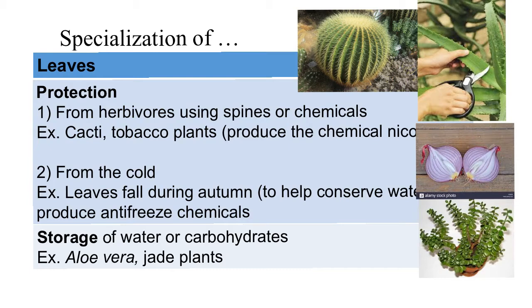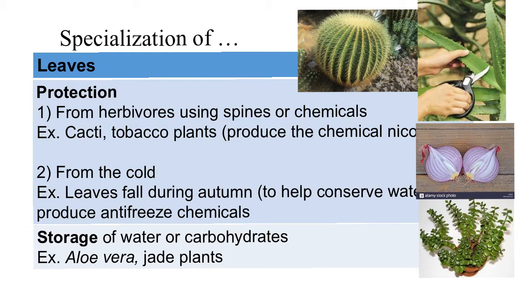And so in areas that experience below freezing temperatures like Canada, you will see trees in the fall, their leaves will change color and they will fall off the tree in order to help preserve water and nutrients in the tree. One final specialization of leaves is that of storage.